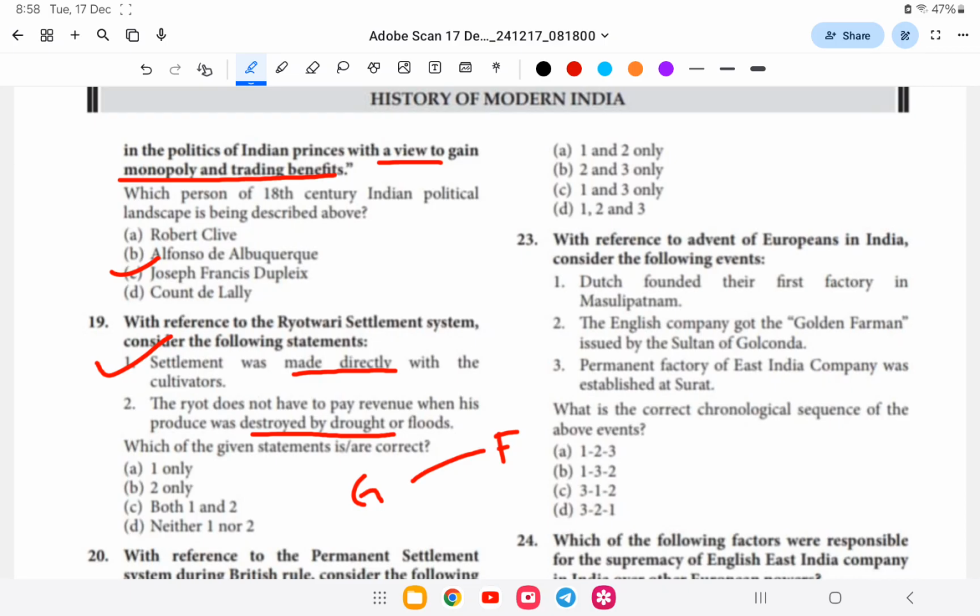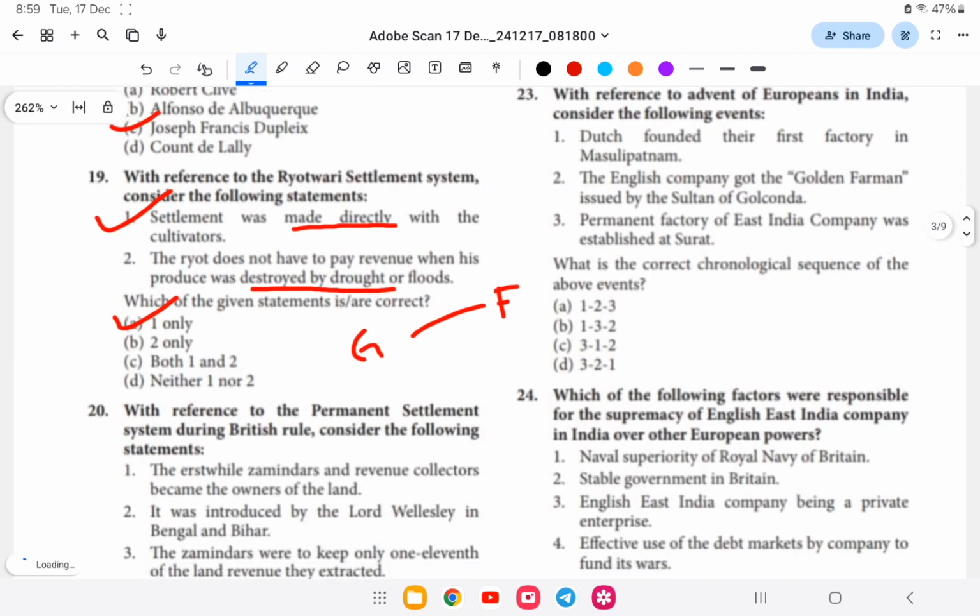Option number 2 is not correct, because even if the produce is destroyed by drought, it does not mean they do not have to pay tax. We have to pay taxes also. So the answer is only A, that is option number A. Number 20.